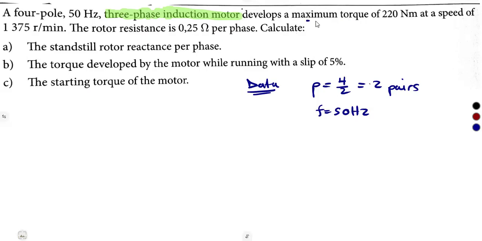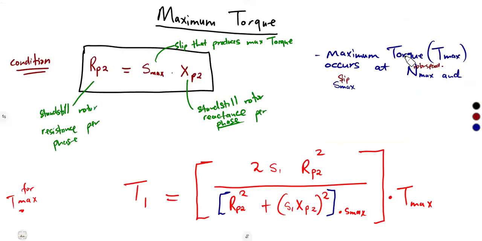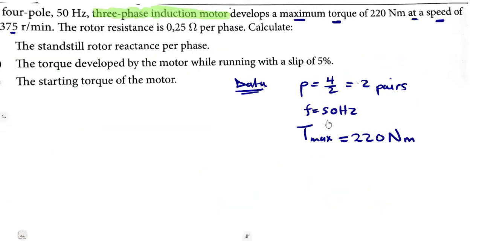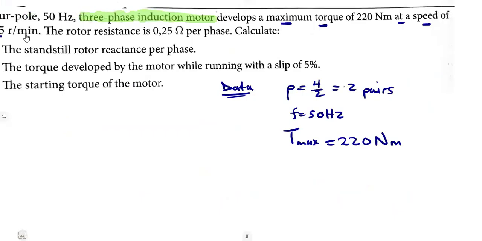All right. It develops a maximum torque. Take note, we are given the maximum torque, which is 220. Remember, torque is measured in newton meters. It is producing this at a certain speed. What does it mean? Remember where the maximum torque happens. It occurs at N max and the slip that occurs there. So that's the speed that corresponds to the maximum torque value that you're given.